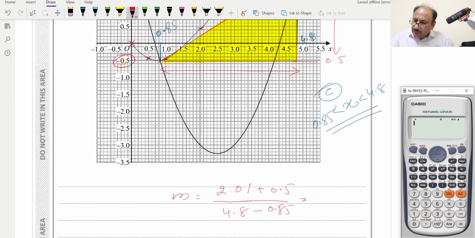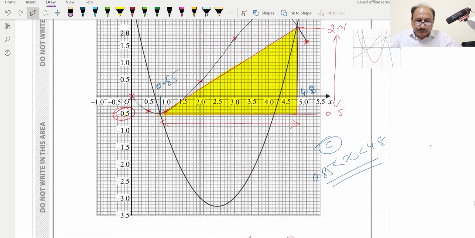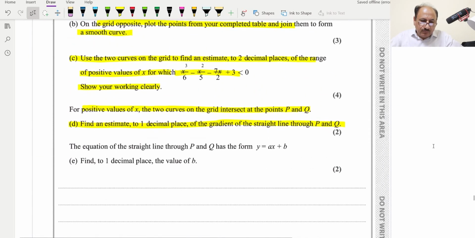to fraction 2.01 plus 0.5 divided by 4.8 minus 0.85, and this is equal to 0.635, which we can round to 0.64. So this will be the gradient, and this is what we were supposed to find, an estimate for the gradient.